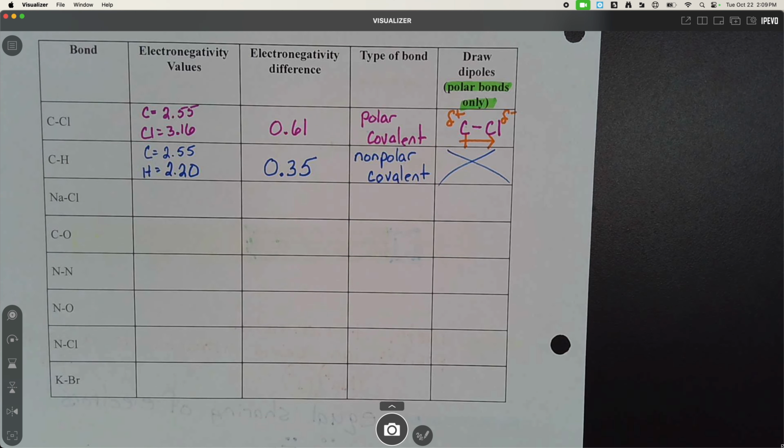So before we add anything to this, I want you and your partners to take some time, fill in this chart, and make sure you're good on understanding what type of bond you have in these different situations. So take a couple minutes to work on that.